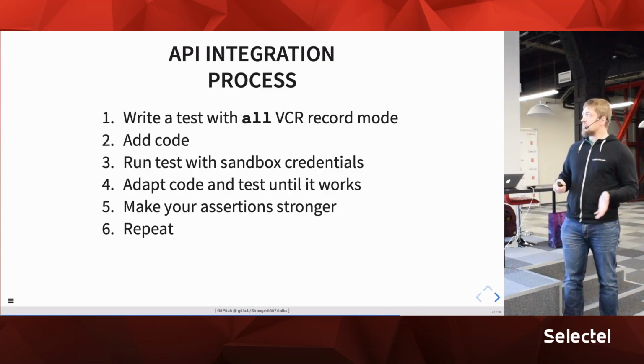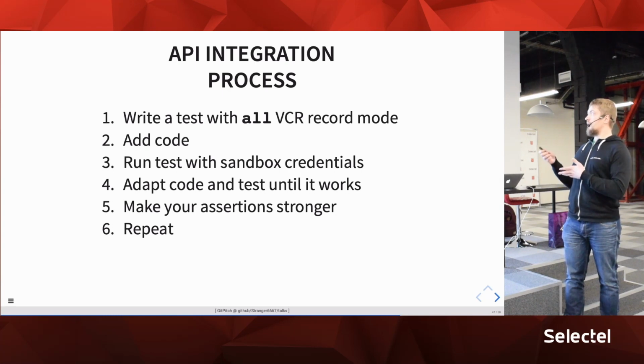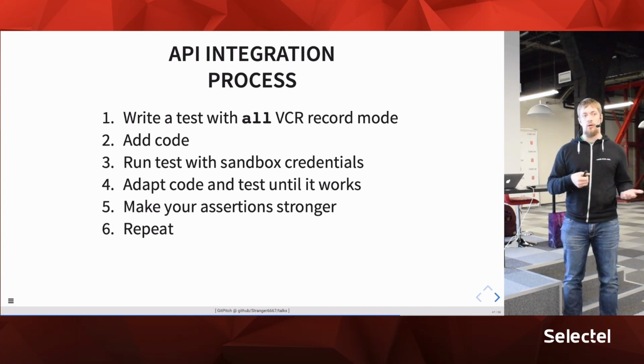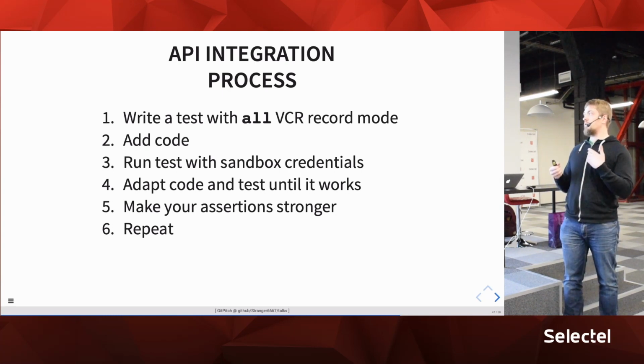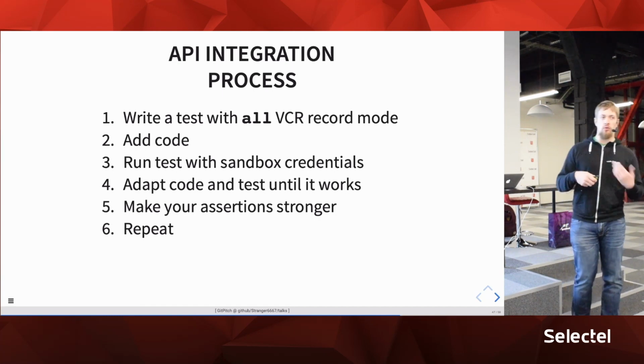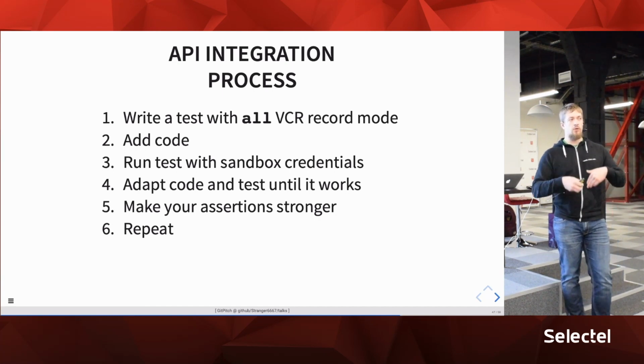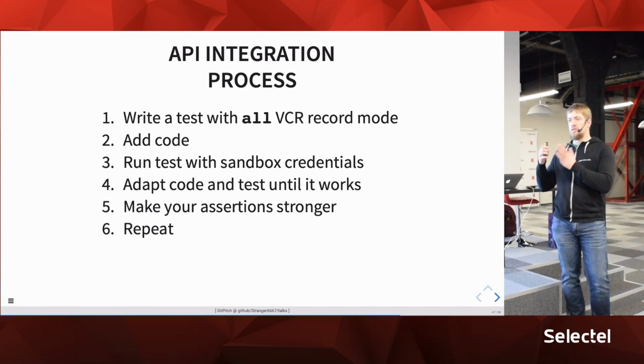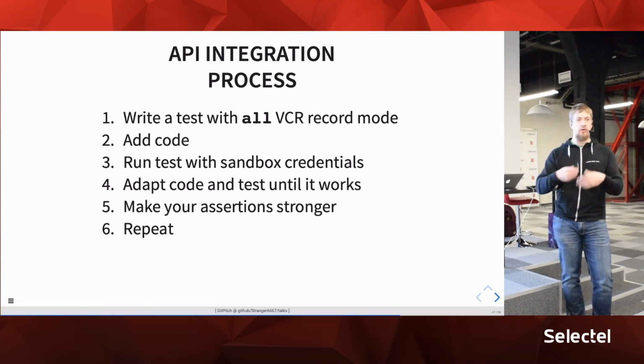So the process is like this. You write a test with VCR record mode. You're adding some code. You run your test with sandbox credentials, for example. You adapt your code and test until it works. Then you make your assertions stronger. You're adding more functionality. You fix some things that appear on the way, and then you're just iterating over it.